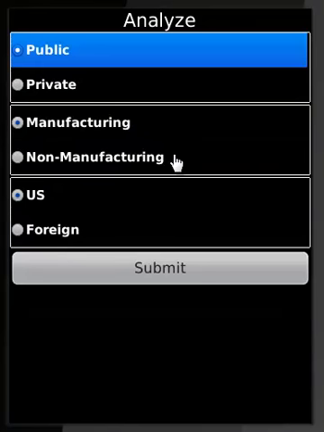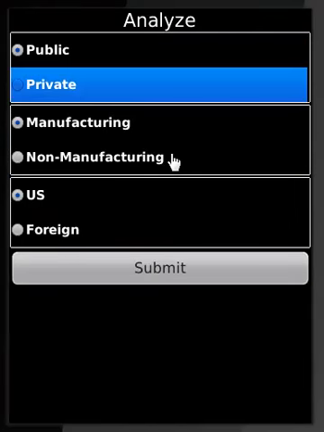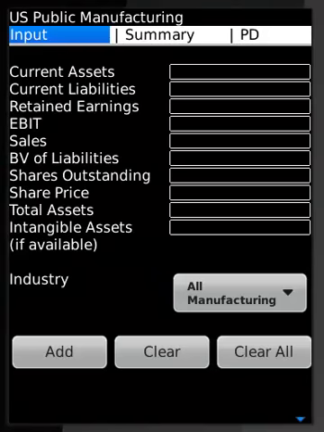Okay, analyze. Here we ask you three sets of questions: public or private, manufacturing or non-manufacturing, US or foreign. Based on the response to these questions, we'll drill down to one of the three models: Z, Z prime or Z double prime score models. We selected US public manufacturing. We arrived at the US public manufacturing menu.